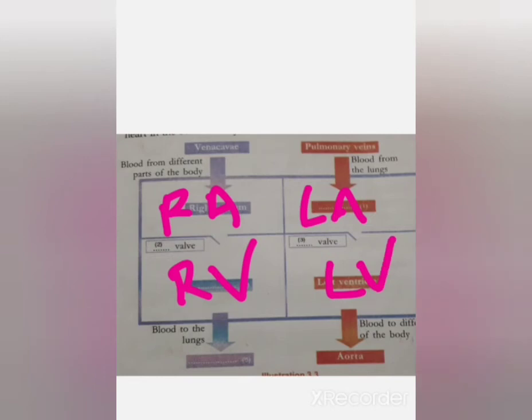Then one valve between the right atrium and the right ventricle, that is the tricuspid valve, and the one valve between the left atrium and left ventricle, that is the bicuspid valve. Then vena cava, mainly two vena cava are present, superior vena cava and inferior vena cava. This vena cava collects blood from different parts of the body. It carries deoxygenated blood to the right atrium.